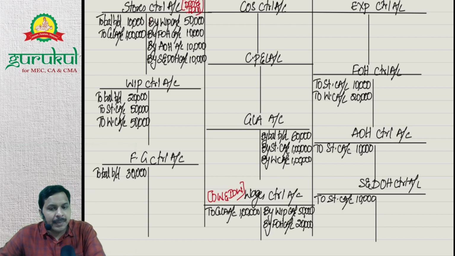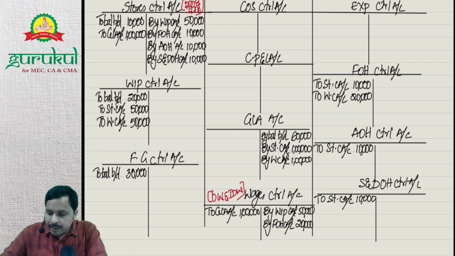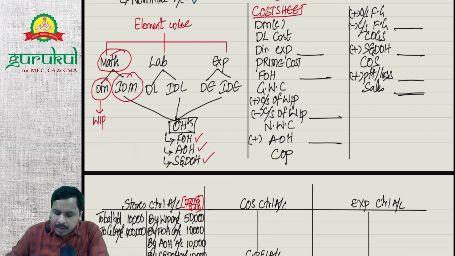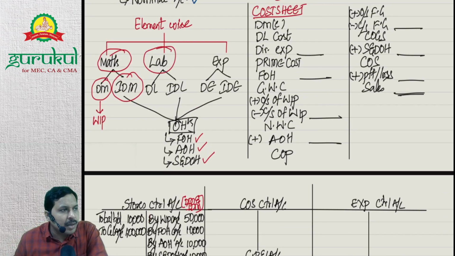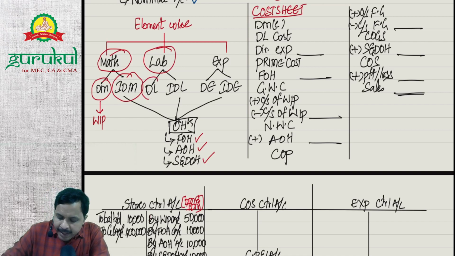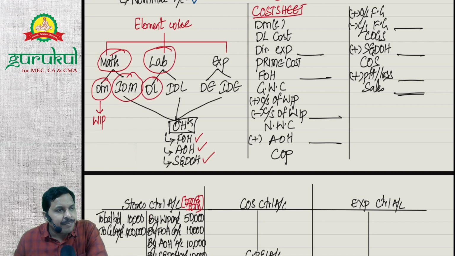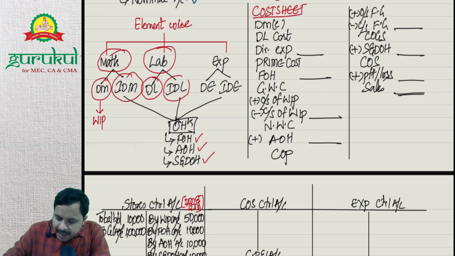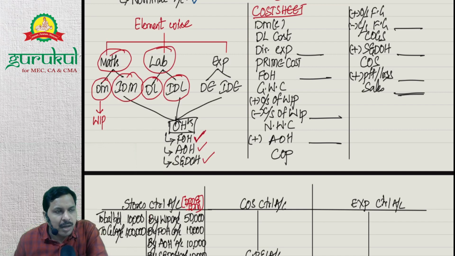Next, till now what we have written? Labor payment entry we have written. Wages control account debit to GLA. Direct labor entries. Work in progress control account debit to wages control account. Now coming to indirect labor related to factory entries. Factory overheads control account debit to wages control account.